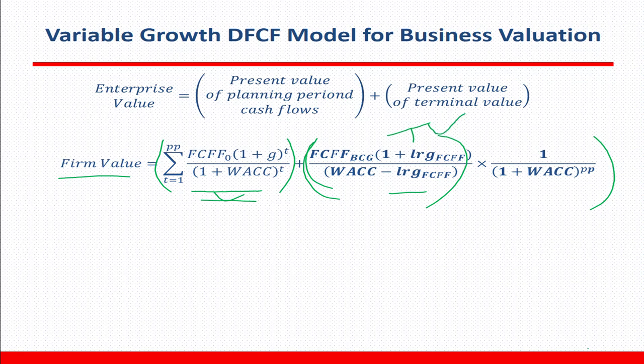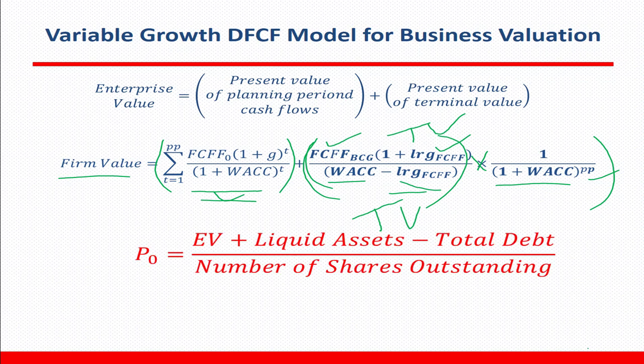See here how you compute the terminal value. The first portion right here is terminal value. And if you multiply this terminal value by 1 over 1 plus the cost of capital to the power of whatever the planning period or the high growth period is, then you get the present value of terminal value. Like in the earlier case, once you know the firm value, you can compute the stock price. To compute the stock price, you again add the liquid assets, which include cash, cash equivalents, and short-term investments, subtract the total debt, and divide by the number of shares outstanding.